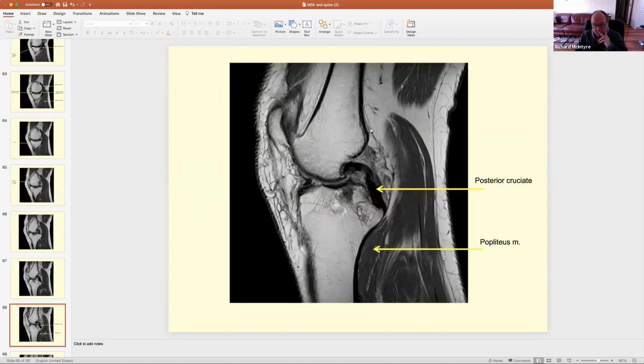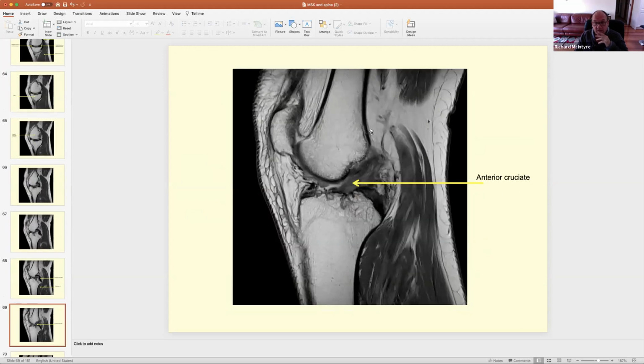And there we have our posterior ligament, so posterior cruciate ligament. So of course we're coming to the midline of the knee. And then we have the anterior. And again, you can see the difference between the two. Of course, the posterior and the anterior are according to the position on the tibia. So the anterior attachment is anterior on the tibial plateau, and the posterior is posterior.